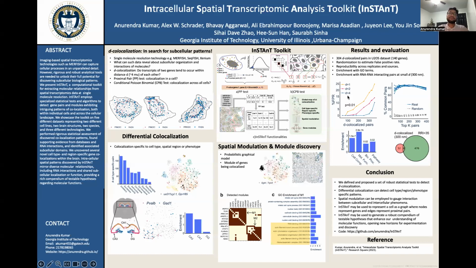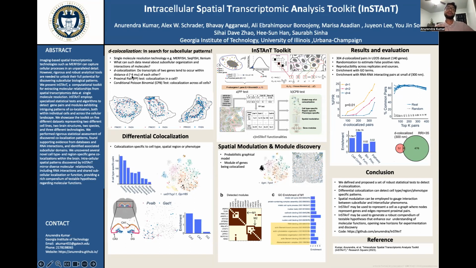Hello everyone. Today I'll be presenting our Intracellular Spatial Transcriptomic Analysis Toolkit. Our toolkit utilizes single molecule resolution technology datasets such as MERFISH, seqFISH, and Xenium. And we ask what can such data reveal about subcellular organization and interaction of molecules.